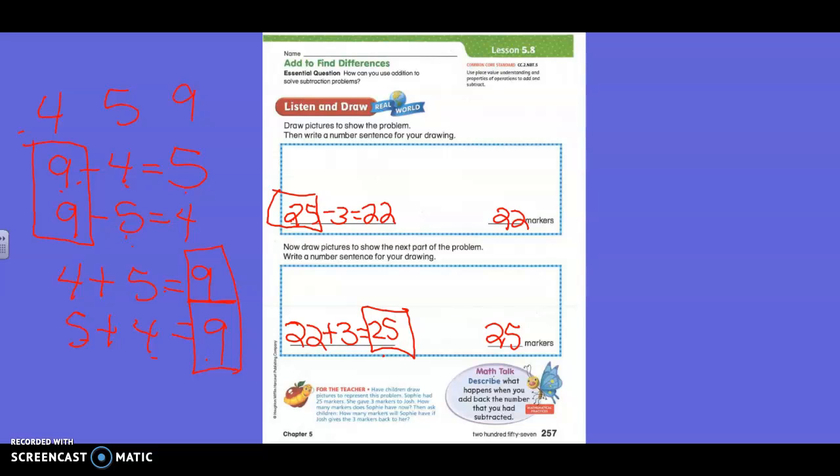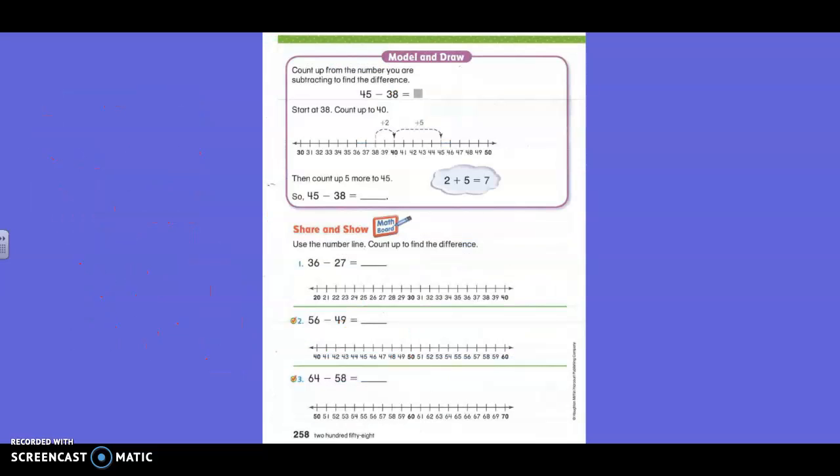Okay? So let's come over here. Count up from the number you are subtracting by to find the difference. This one they want you to start with 38 and count up to 45. Start at the smaller number and count up to 45. So basically what they want you to do is put a dot on 38. Usually we start with a big number, but this time we're going to start with the little one. Okay, now go to 45.